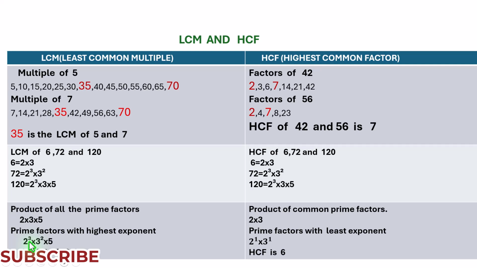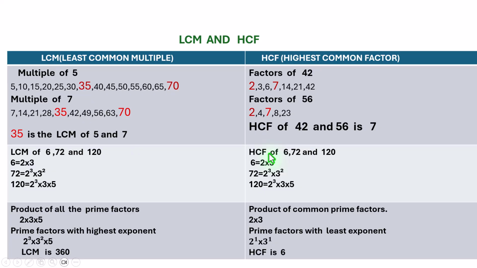For the calculation of the least common multiple, take the prime factors with the highest exponent. 3 square and 3 raised to 1 are there; 3 square is the highest exponent. Then 5 only. So 2 cube into 3 square into 5 is the LCM. LCM is 360. First the product of all the prime factors, then the prime factors with the highest exponent. That is, the least common multiple is 360.